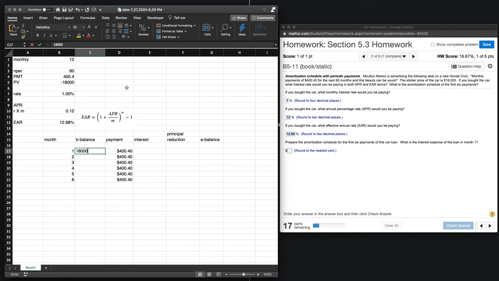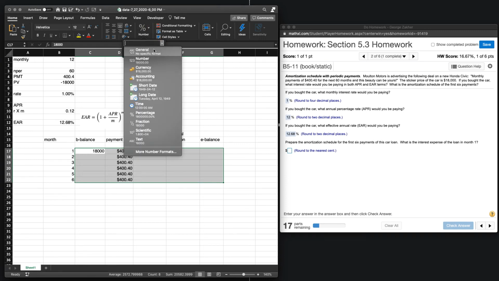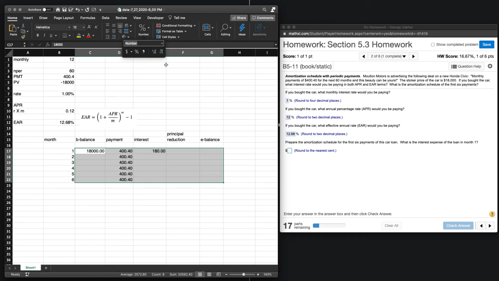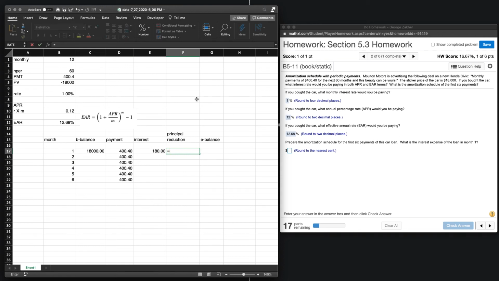So the first question is, what is our interest expense? We're going to take our beginning balance and multiply by our interest rate. Our monthly interest rate is that 1% that we calculated. Again, I want to make this absolute, so I can use that as we go down. I just want to get our formatting correct, so we'll keep it general, and we just want to round to 2 decimals, in other words, to our nearest cent. Now, in terms of the principal reduction, remember our principal reduction is going to be our payment minus the interest, so we can see how much we're actually paying off our principal. And our ending balance is going to be the beginning balance minus the reduction. So we've completed it for the first month.